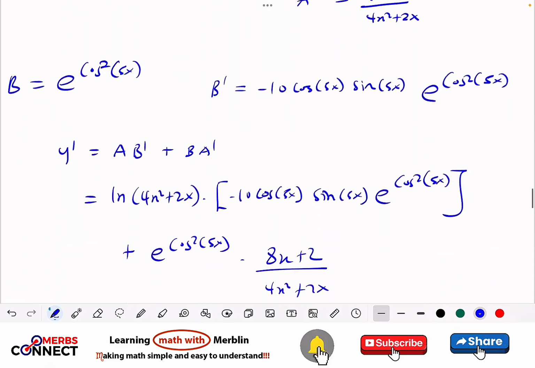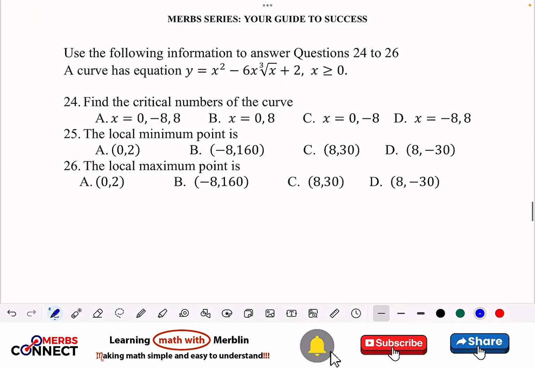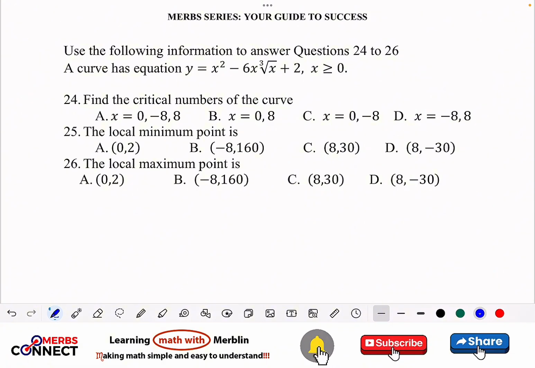Now let's look at the next question, which is question 24. So question 24 here, we want to find the critical values, right? So let's try and figure them out.